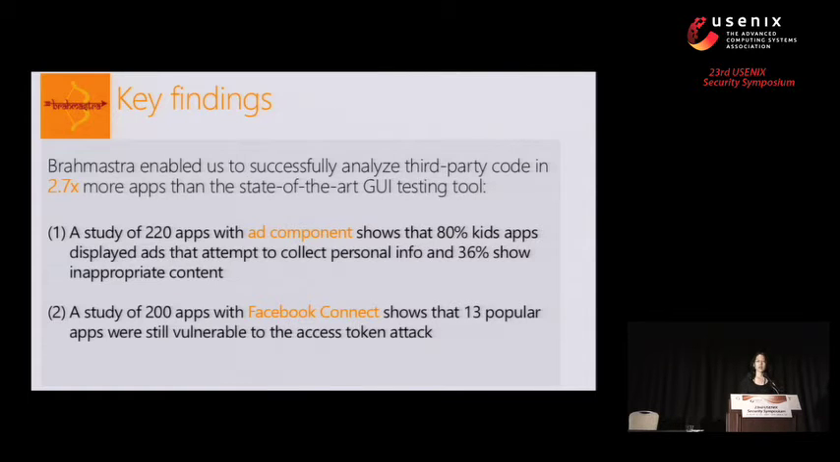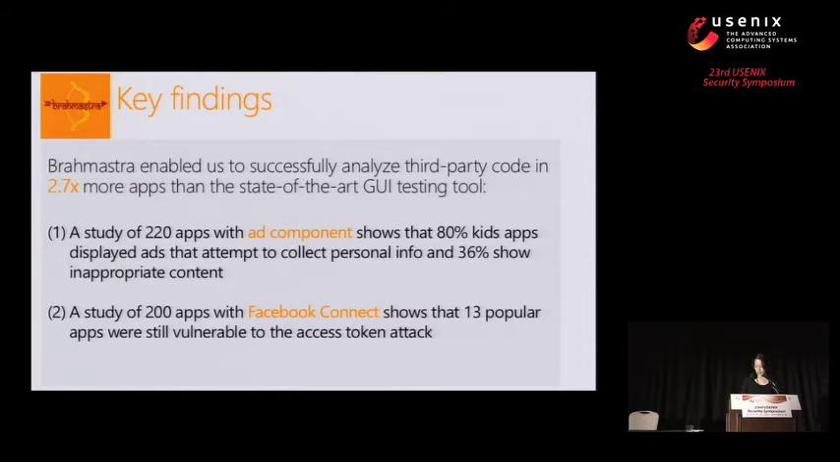First, we built a testing tool called Brahmastra that enabled us to test almost 3 times more apps than the state-of-the-art GUI testing tool. Using Brahmastra, we looked at 220 Android apps directed at children and found that many of those apps displayed advertisements that were inappropriate for children. We also tested 200 popular Android apps with Facebook Connect and found that 13 of those apps were still vulnerable to this Facebook access token attack.